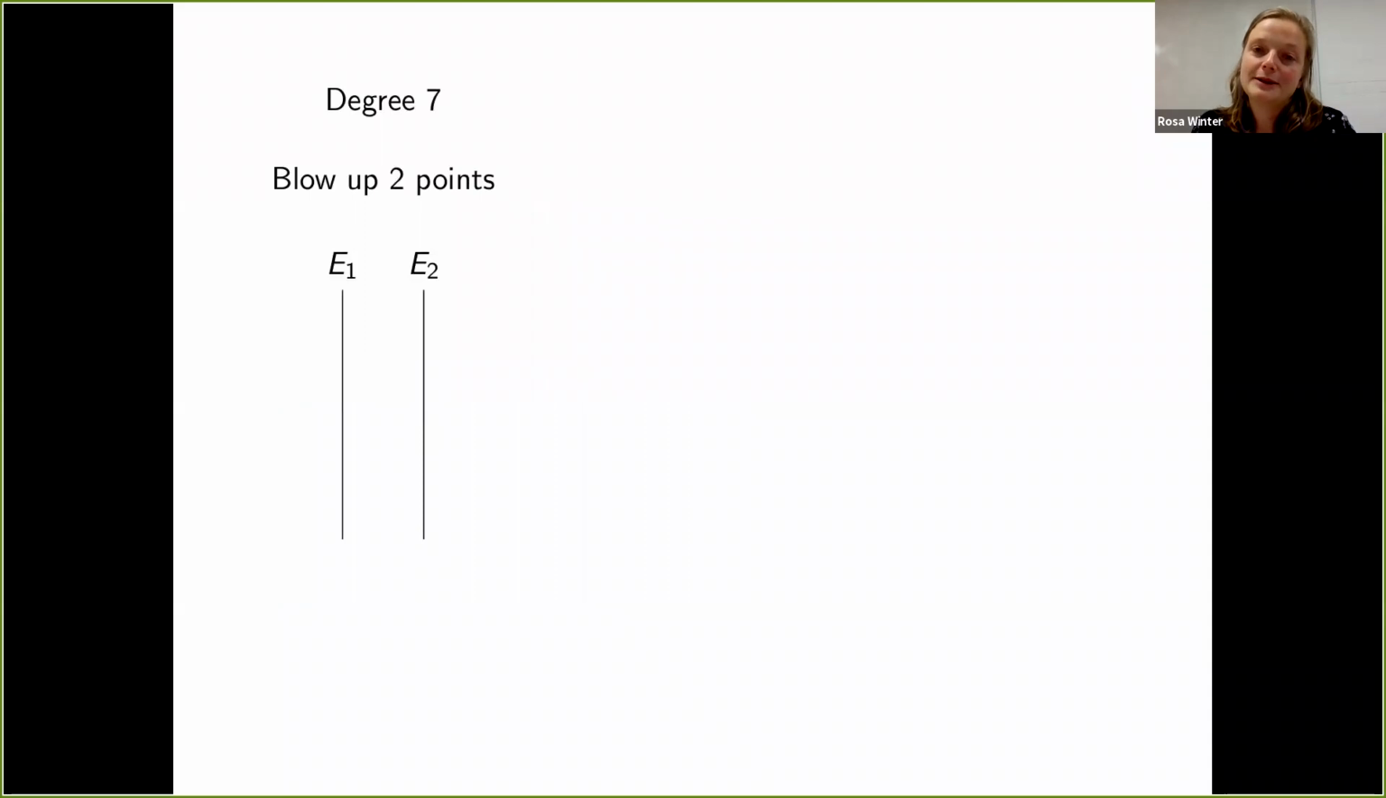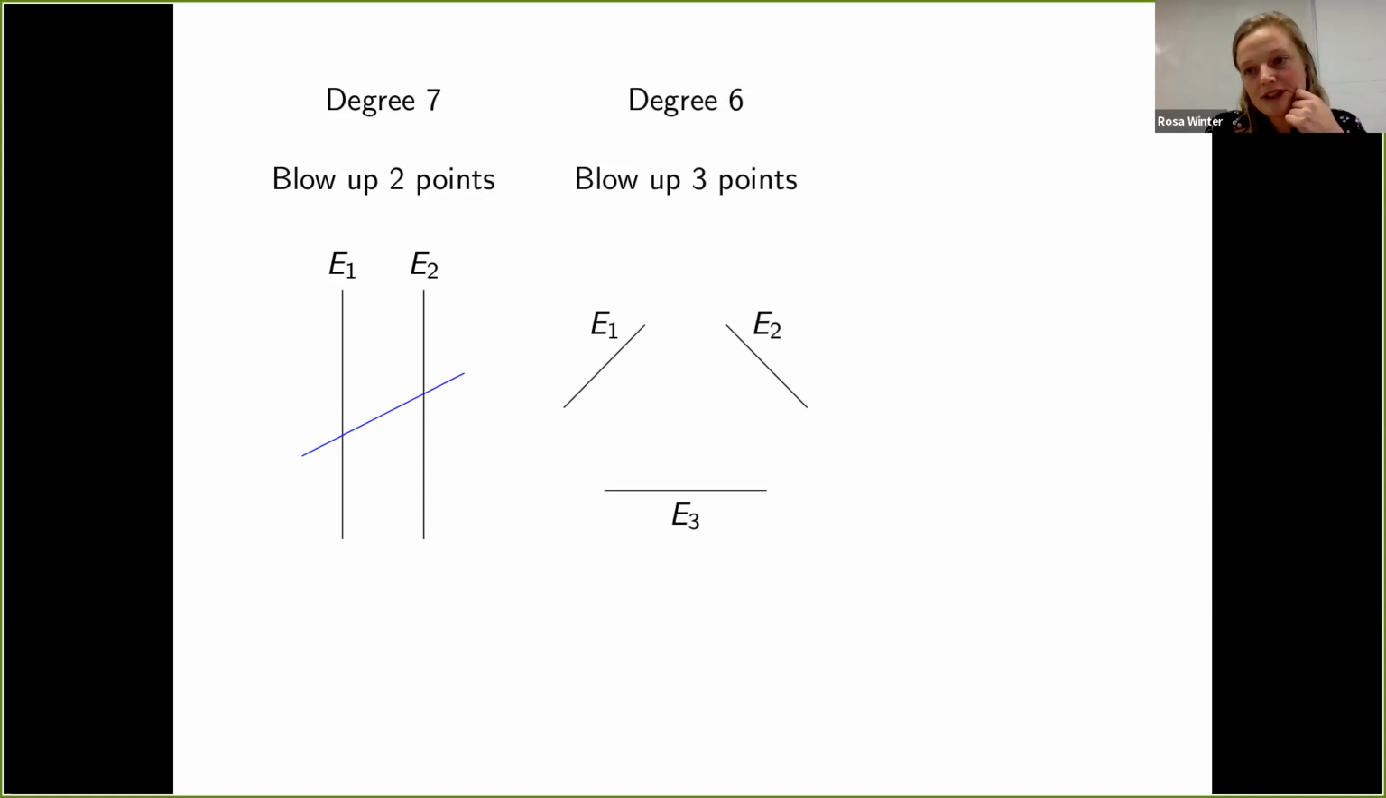For example, a del Pezzo surface of degree 7 is the blow up in 2 points, so I get 2 exceptional curves above those points. And of course, there is one line through those points, and this gives me another exceptional curve. And this is also how these exceptional curves intersect on your surface, so you know exactly how they intersect. Degree 6, I blow up 3 points, and through every 2 of those I have a line, and they give me exceptional curves, and they all intersect like this. So I have 6 exceptional curves.